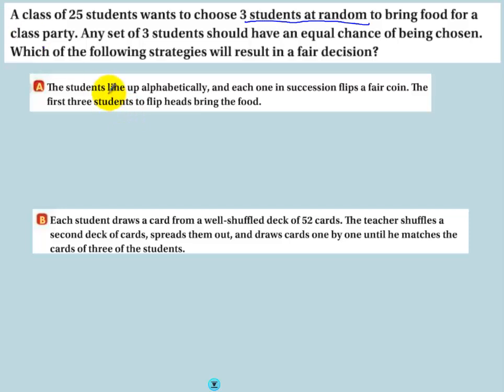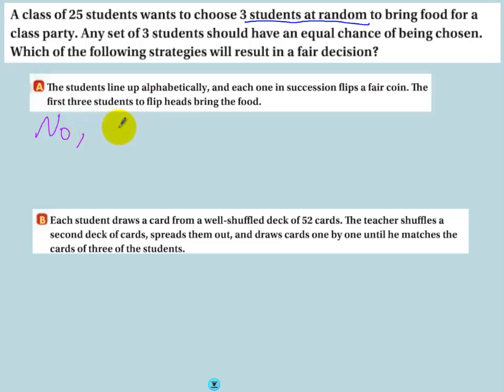If I'm looking at this, so what if I line the students up alphabetically, and each one has to flip a fair coin? So 50-50 chance heads or tails. The first 3 students to flip heads bring in food. Is this fair? No, it's not fair. Because what's going to happen is the people at the start of the alphabet are going to flip, and you know what? If you're only picking 3 students, chances are you're not even going to get to the end, because if it's a 50-50 shot, you'll usually finish by about the 6th person.